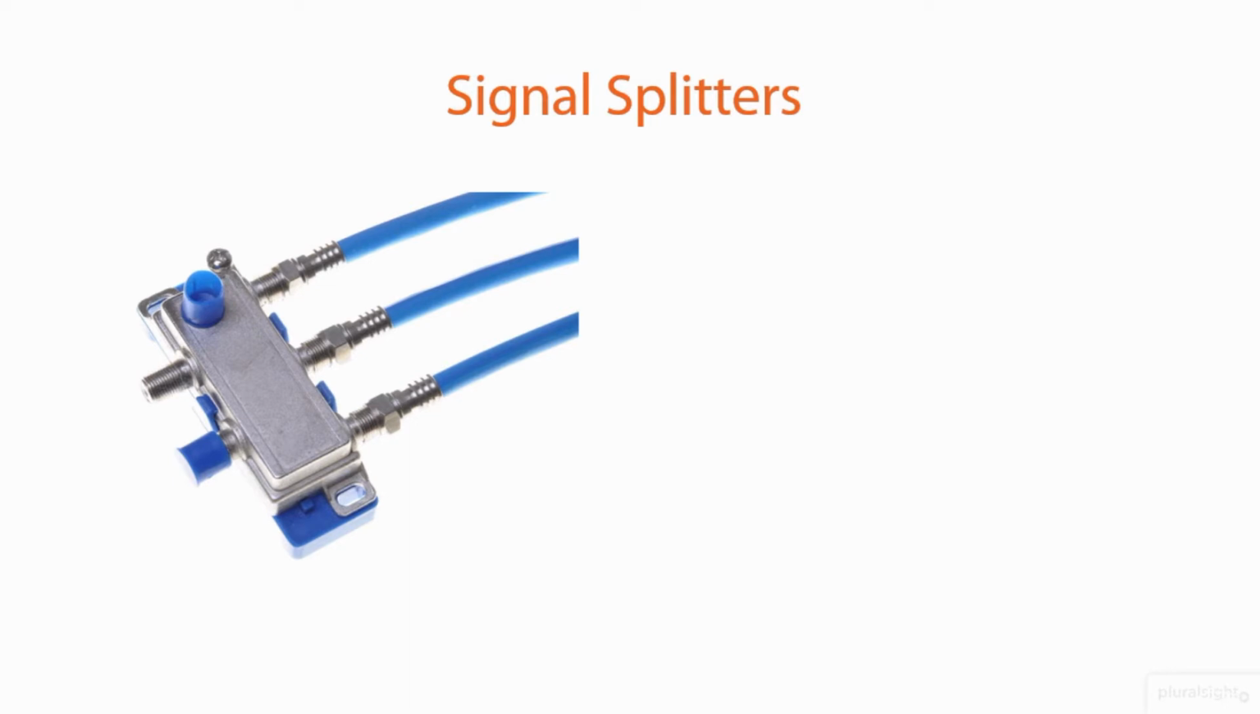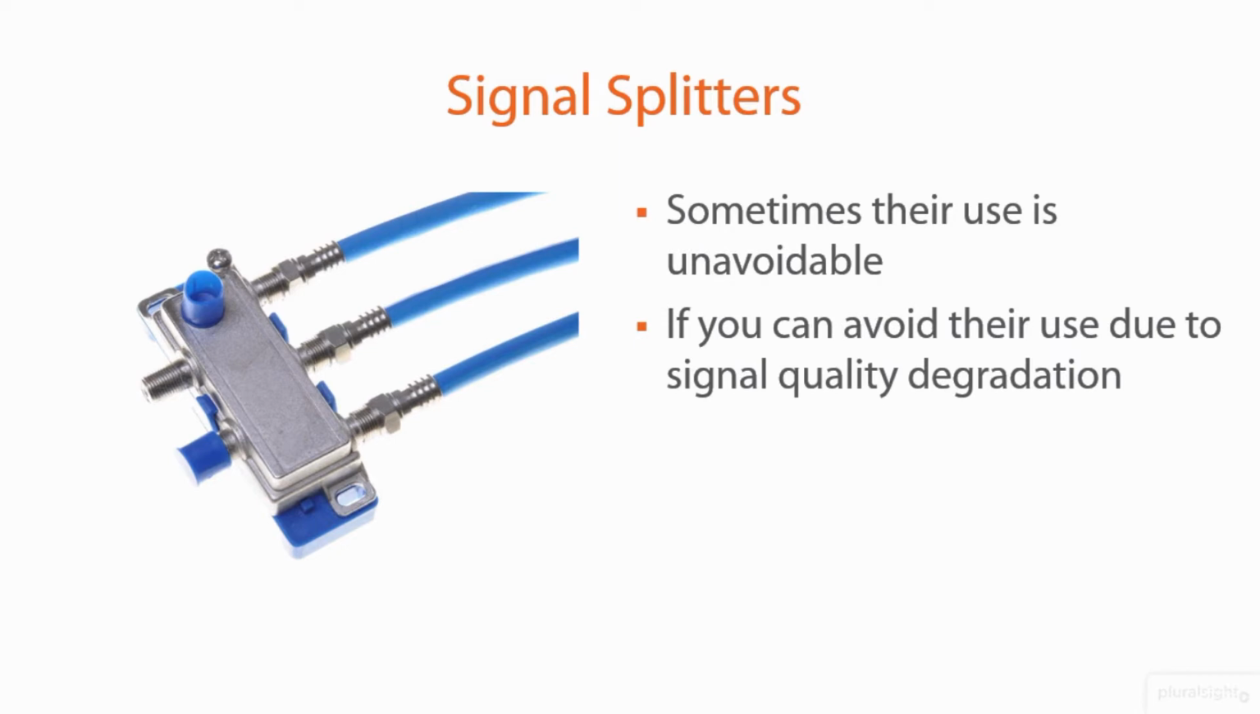So a common refrain that we saw in the previous course in this learning path on hardware is that I wanted to drill in that it's almost always possible to go from one technology to another by means of a converter. Here it's the same song and dance. A signal splitter is sometimes unavoidable in its use, but if you can avoid using a splitter, do so, because the more you split a signal, the more possibility you have for signal quality degradation.